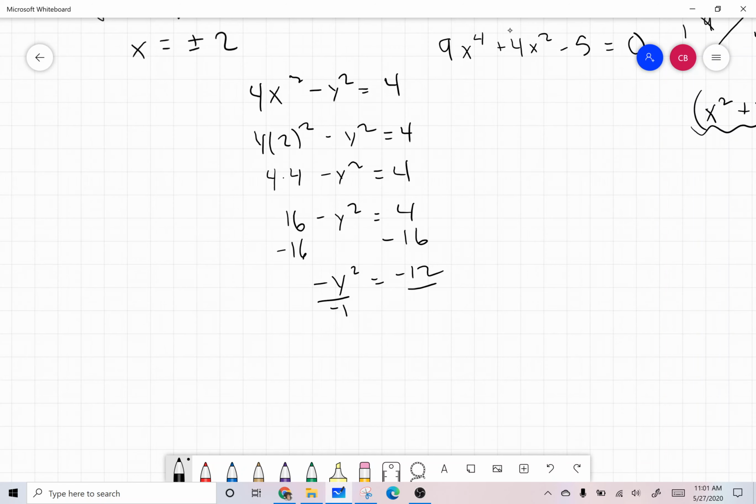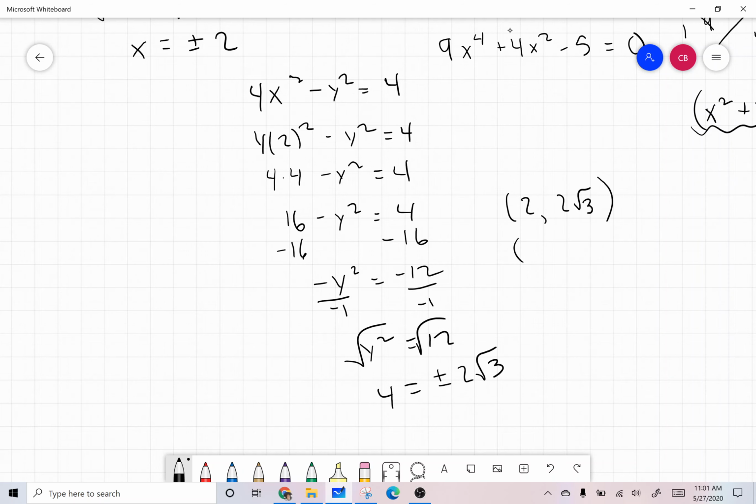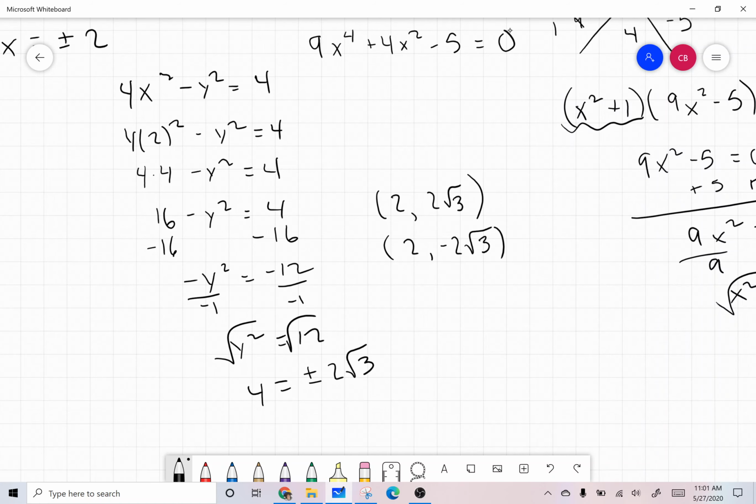y is equal to plus or minus the square root of 12, which is 4 times 3, so this is 2 square root 3. So two of our solutions are 2 and 2 square root 3, and 2 and negative 2 square root 3. So notice that I got 2 answers for that one. Now we do the negative. If we do the negative, it's going to be the same result, guys.